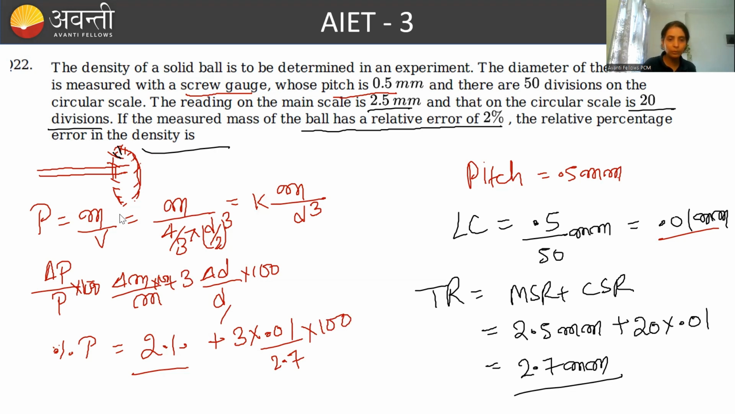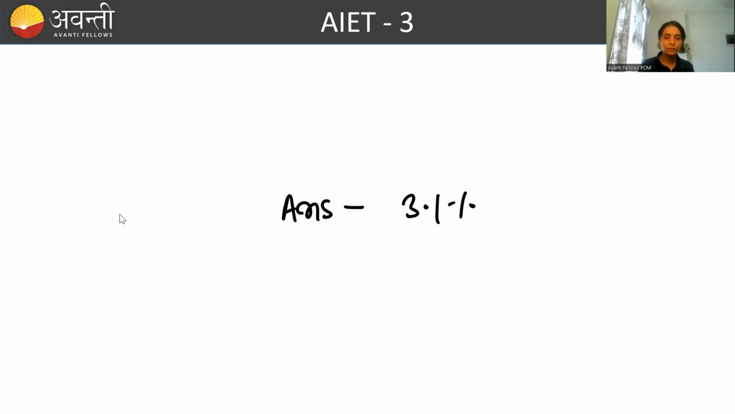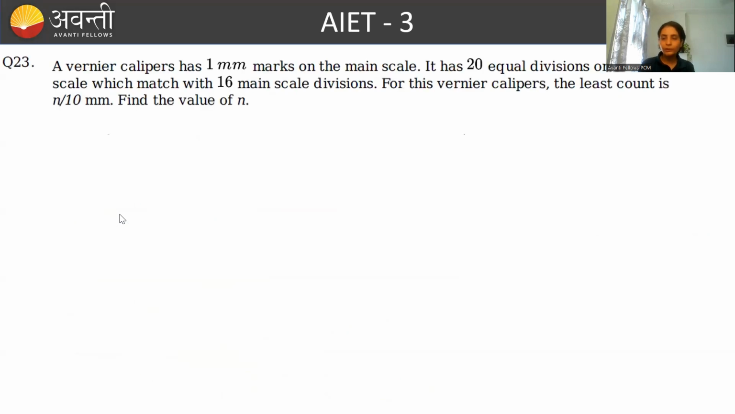This is 0.01, so this will get cancelled with this, and 10 will be left here. 3, 9, 10 by 9 will be what, 1.1. So 2% plus 1.1%, and how much is it? It is 3.1%. So the answer will be 3.1%. Okay, now let's move on to this question.